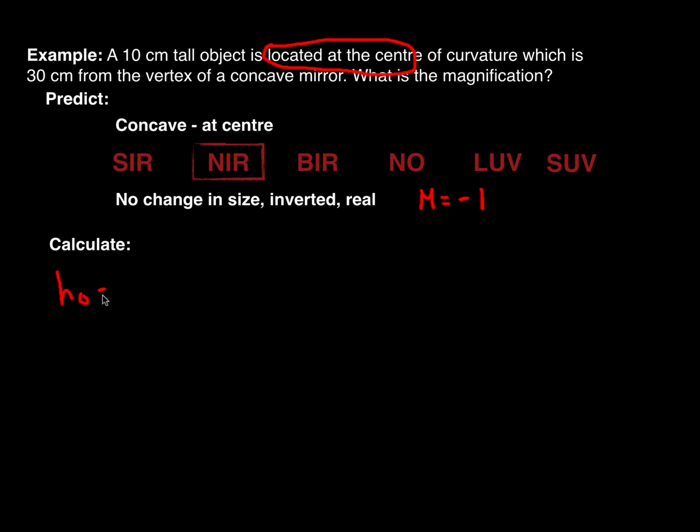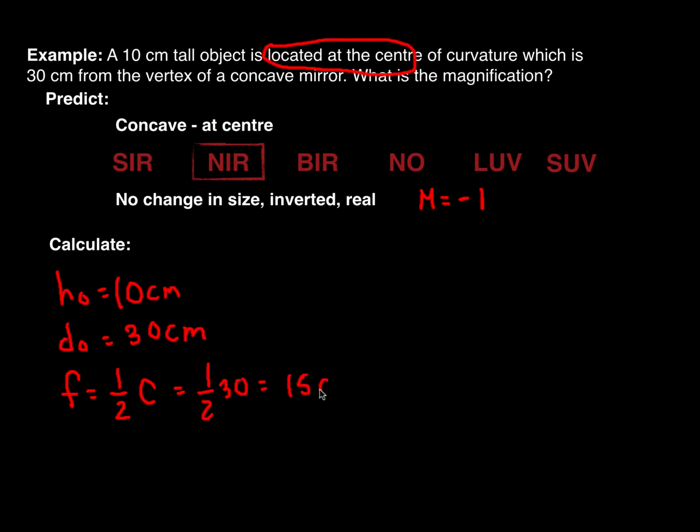We are given the height of the object is 10 centimeters, and the distance of the object to the vertex of the mirror is 30 centimeters. We are also given the location of the center of curvature of the mirror. The focus is always halfway of the center of curvature. This means the focus is half of 30 centimeters, which is 15 centimeters. We need to calculate the magnification, which can be calculated using negative DI over DO. But we don't have DI to do this calculation, so we need to use what we have to find DI.